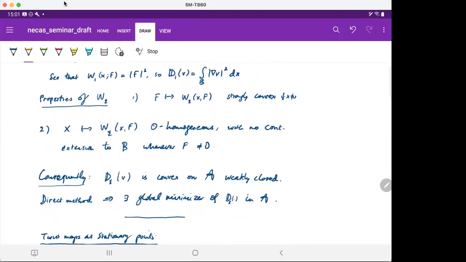Okay, so the first thing to note, which is extremely important, is that if x is not 0, then F going to W epsilon(x, F) is strongly convex. And that's important throughout the work. It gives you existence essentially. And the second point to note is that we've introduced zero homogeneity. Provided F is not 0, then the function x going to W epsilon(x, F) is zero homogeneous, and there's no continuous extension to the ball. So it's discontinuous in x.